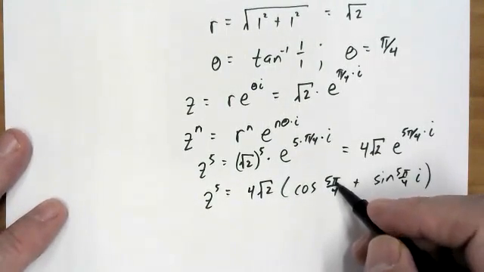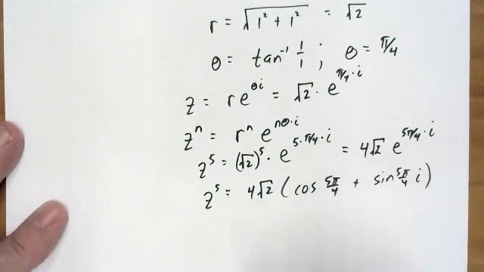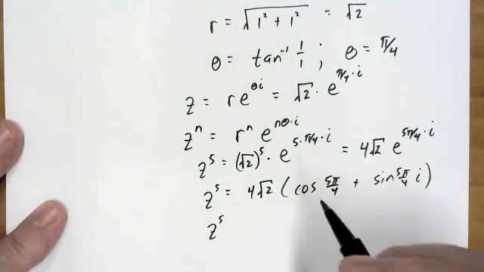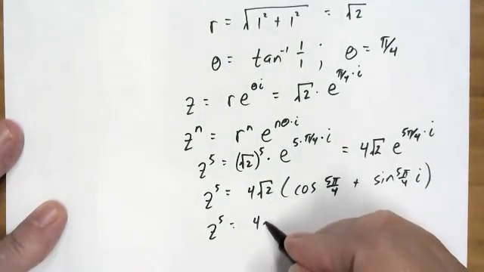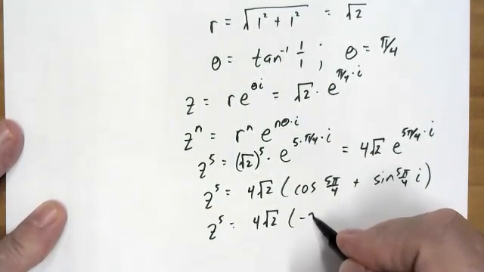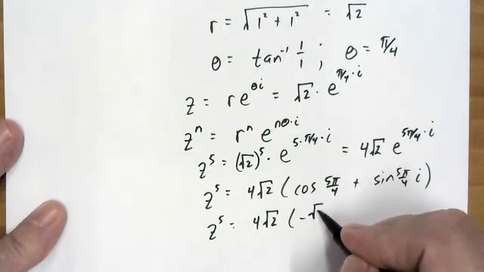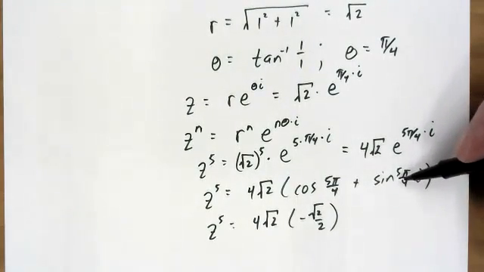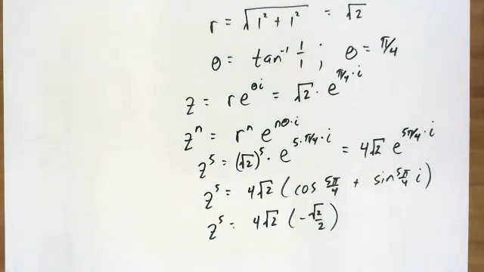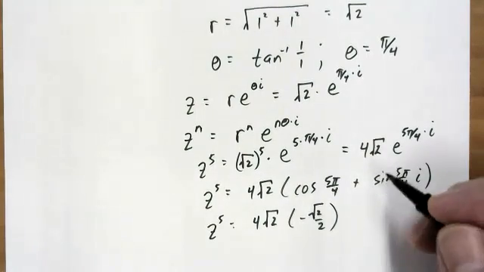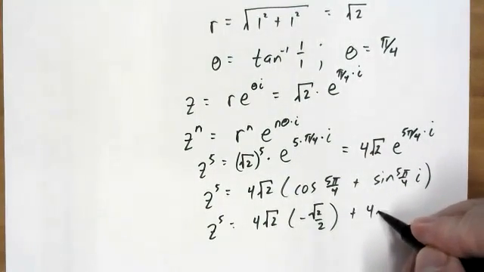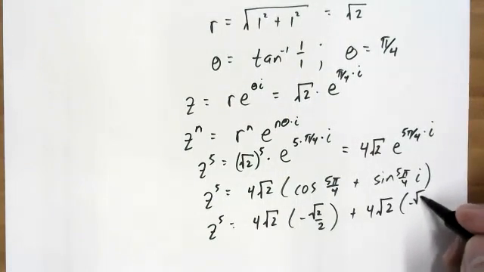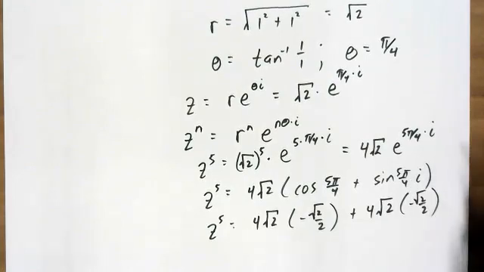Cosine of 5 pi over 4, that's down in the 3rd quadrant. That's a negative square root of 2 over 2. So basically I'm going to have 4 square root of 2 times negative square root of 2 over 2. And then for the second part, it's also going to be 4 square root of 2 times negative square root of 2 over 2. Sine of 5 pi over 4 is negative square root of 2 over 2, times i.